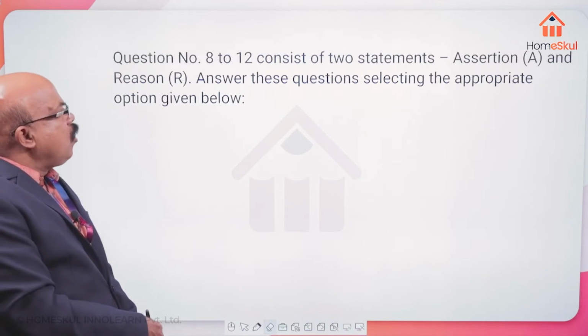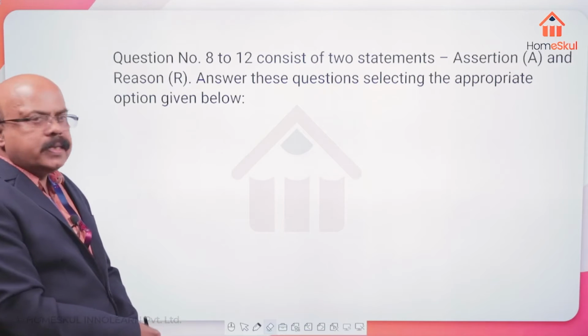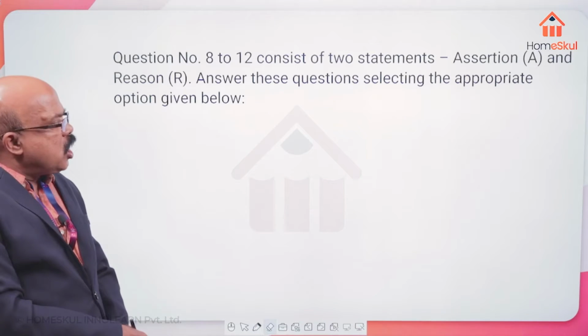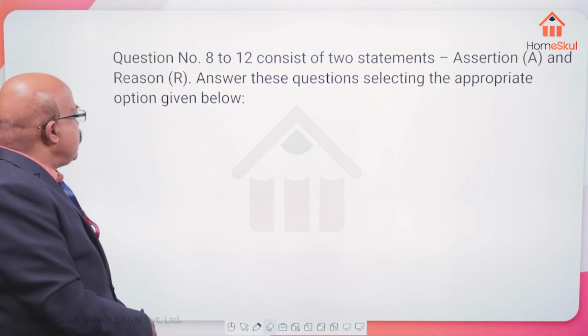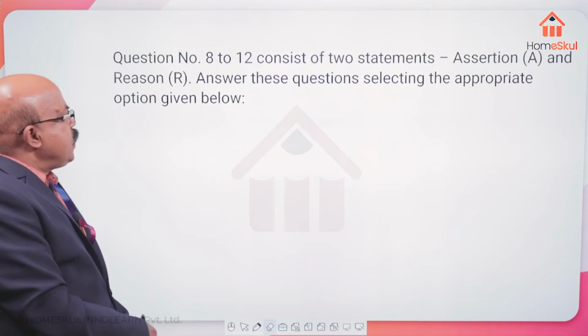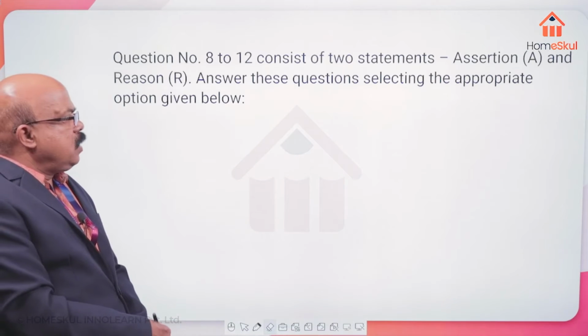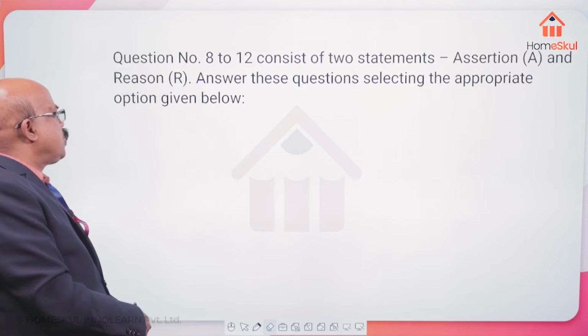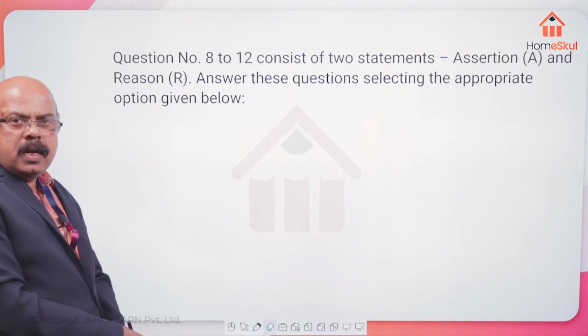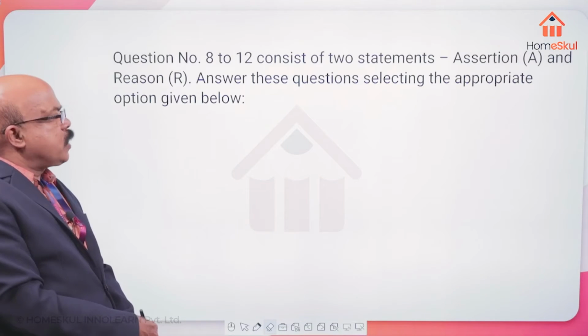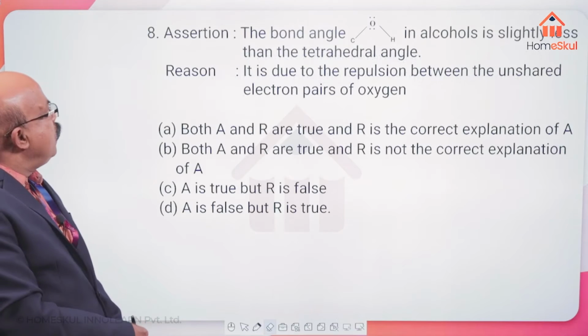Okay. Next, see questions number 8 to 12. Questions 8 to 12 consist of two statements, assertion A and reason R. Answer these questions by selecting the appropriate options given below. These are assertion-reason type questions.